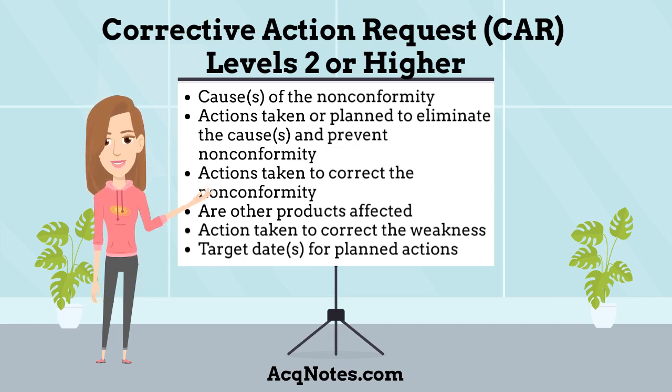What is the cause of the nonconformity? What actions are going to be taken or planned to eliminate the causes and prevent recurrence of the nonconformity? What actions are going to be taken to correct the specific nonconformity? Are there other products affected, including product already delivered to the customer? What action taken to correct the weakness which allowed deficient product to be presented to the government for acceptance? And finally, what are the target dates for implementation of planned actions? These should be the minimum requested requirements for a supplier's response.